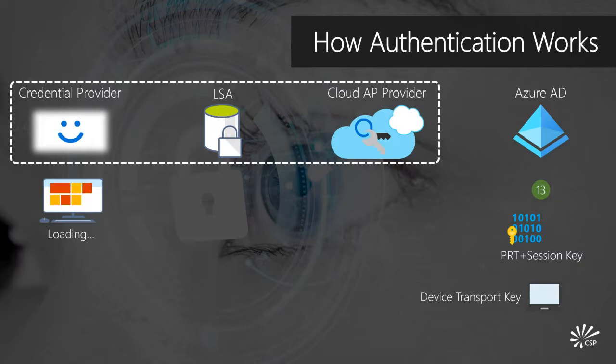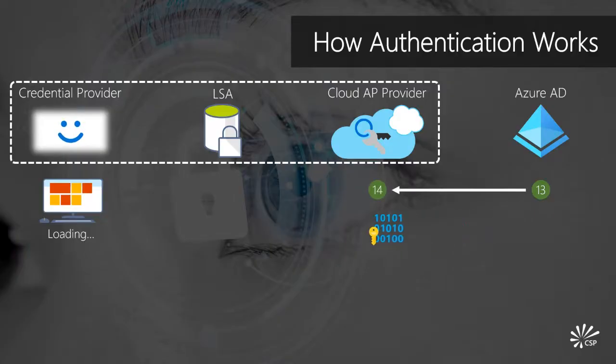Azure AD uses the device info to look up the registered device object in the cloud directory, and it retrieves that device's public transport key. It then takes the PRT and that session key, and it encrypts those to that device's public transport key. So this is how we're tying in the device back to the user authentication. And then Azure AD just sends the encrypted PRT and session key back to the cloud AP.